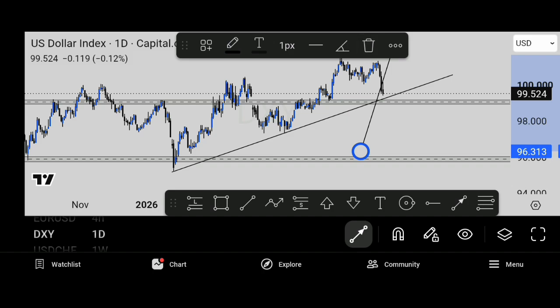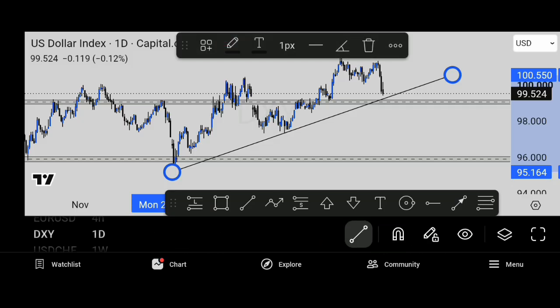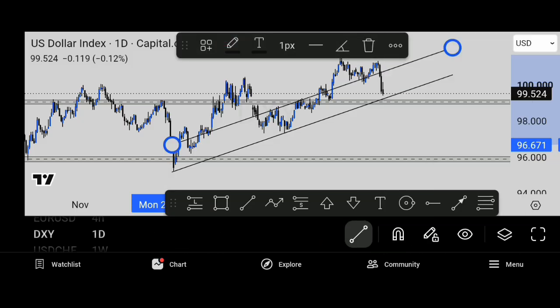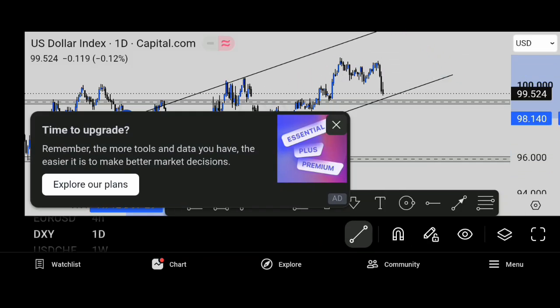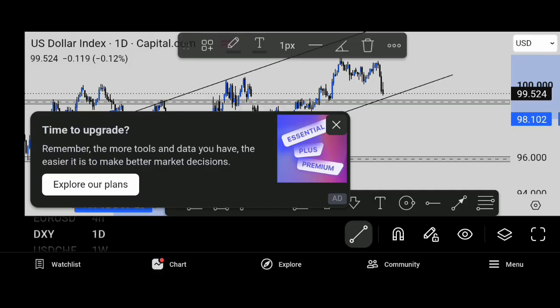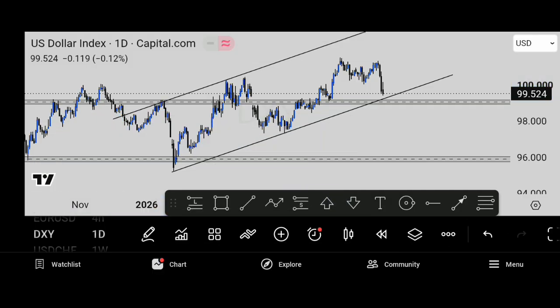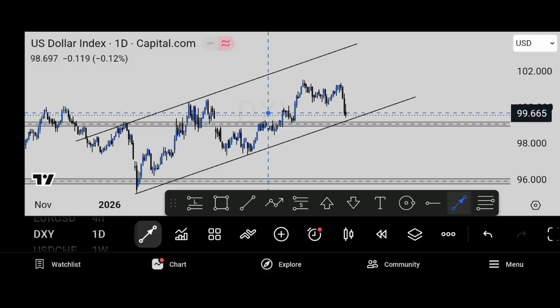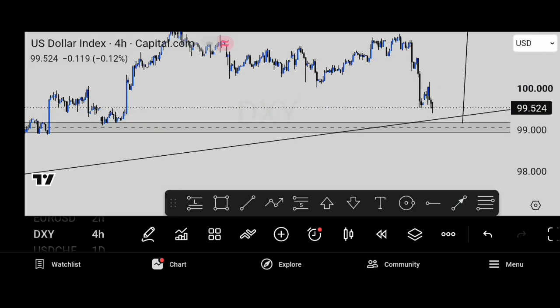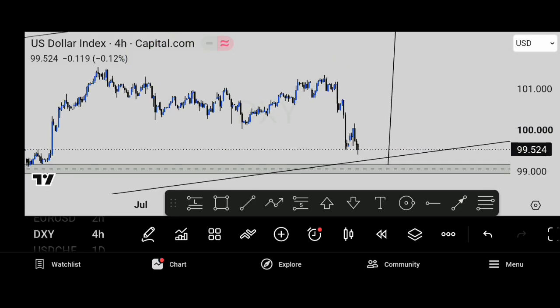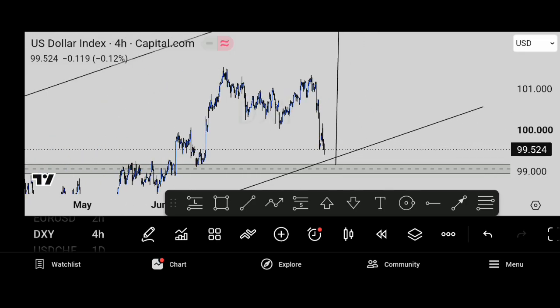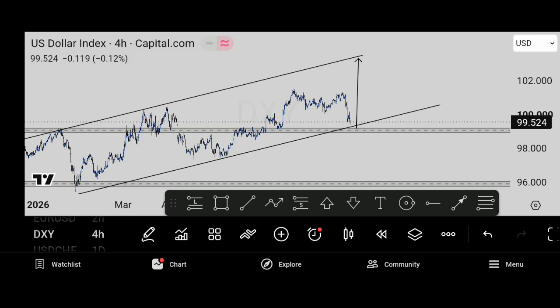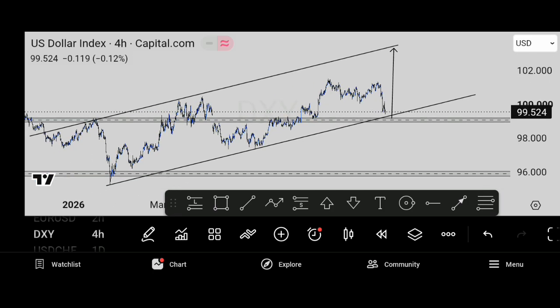So I'm just gonna clone this trend line just for the sake of the video. So yeah, this is what I'm currently expecting on the DXY, and you guys can clearly see that even on the 4-hour we have lost momentum, right? So yeah guys, that's what I'll be expecting on the DXY in this upcoming week, right? So let's move to other pairs.